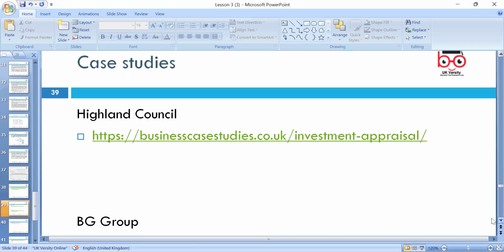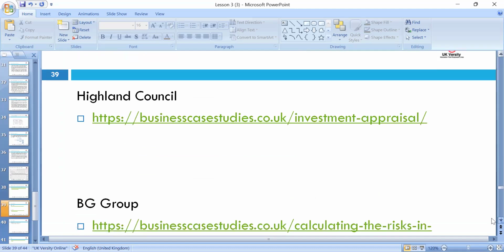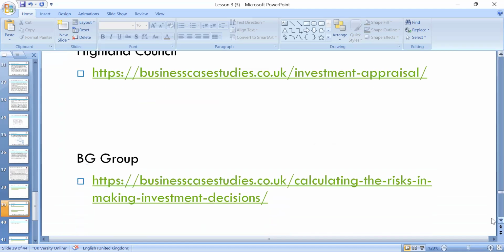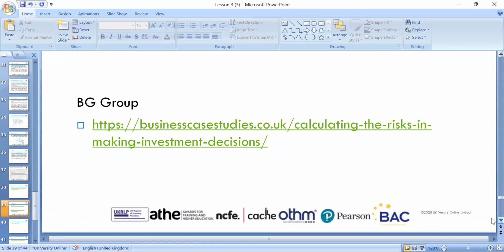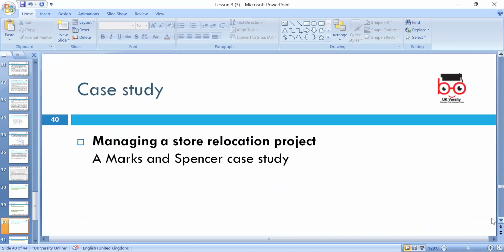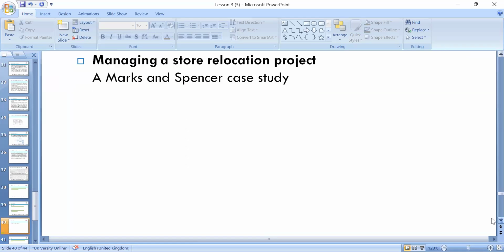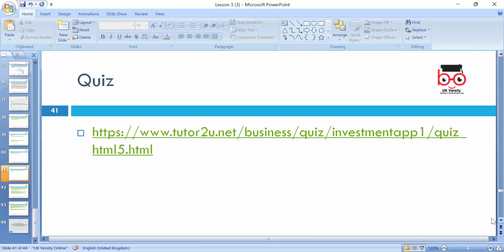And then we have the case study. If you copy that, you can read it. We have a PG group case study. Managing the store relocation, which we've been given on our Moodle page, is the Marks and Spencer relocation project, where they are moving the store. A project means any task or any activities.